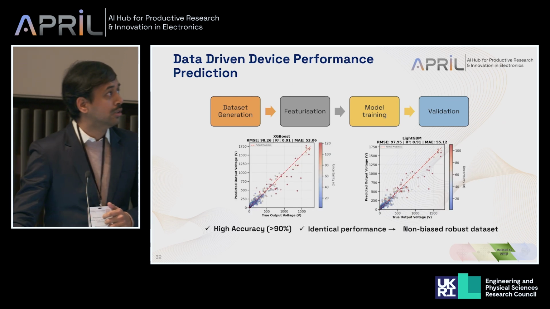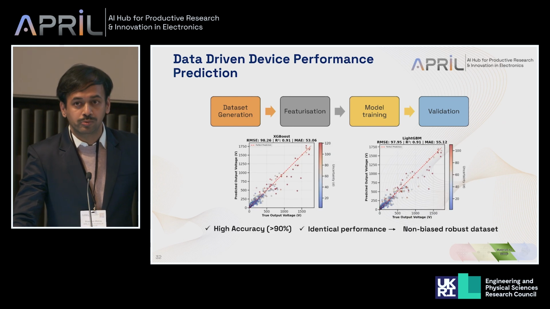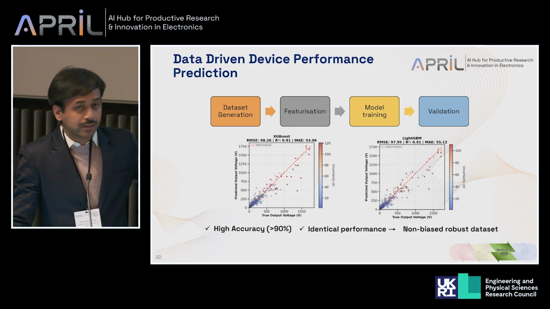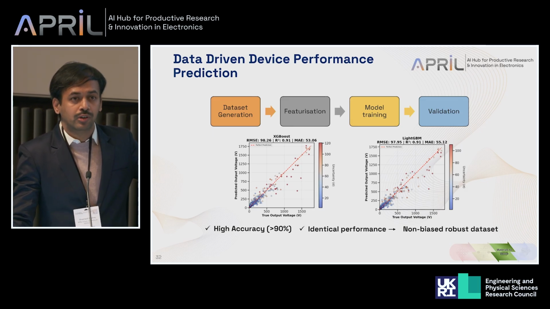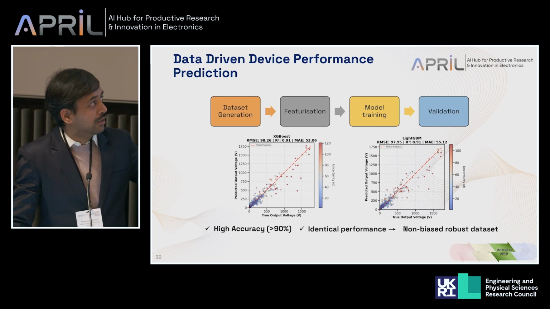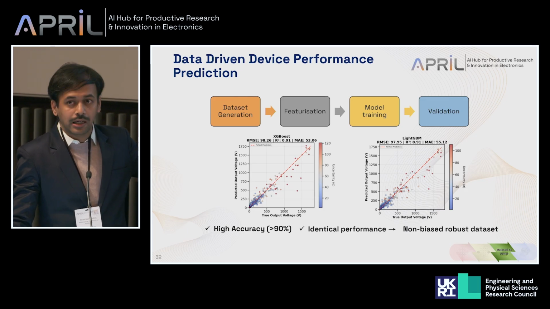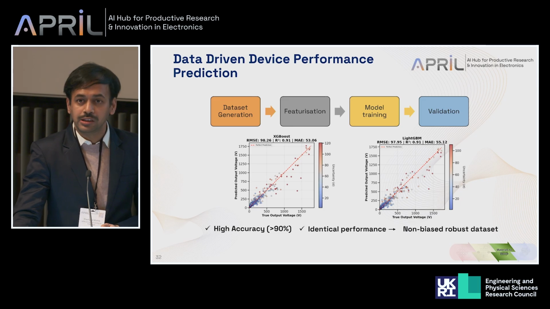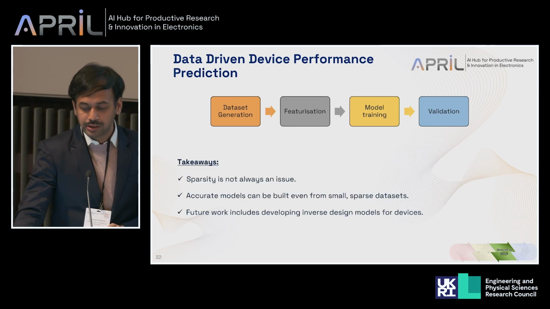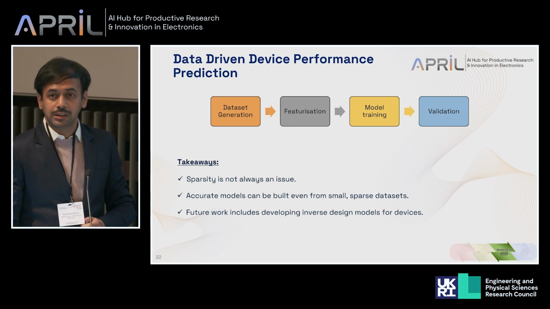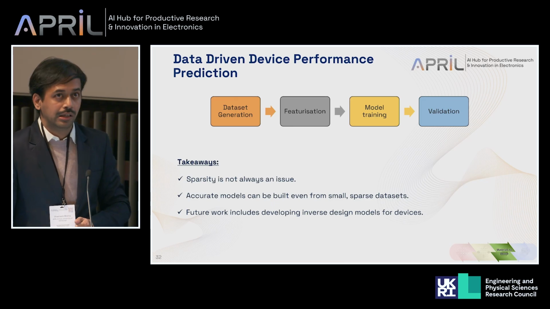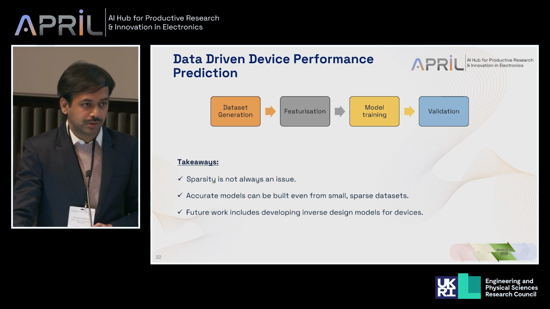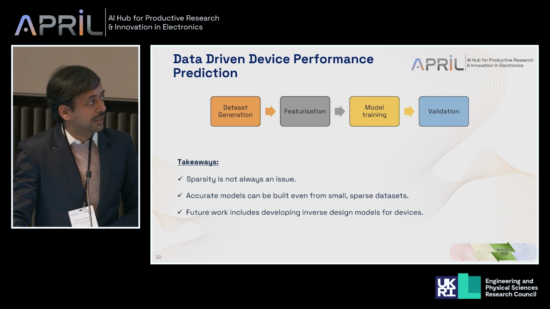And here are the results. These are the parity plots for both models. On the x-axis, you have the experimental values, and on the y-axis, the predicted values. The closer the dots are to the diagonal, the higher the accuracy, and I achieved around 91% accuracy in these models. Both models showed identical performance, which means my data set is not biased towards any particular model. The key takeaways from this exercise were that sparsity is not always an issue, and we can actually predict the performance of such devices even from small sparse data sets.